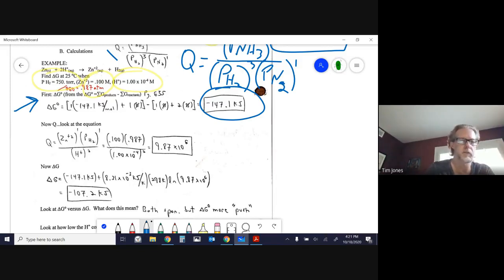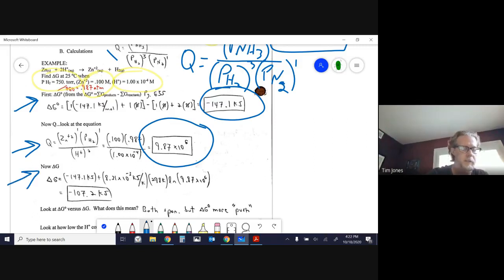So next we want to find Q. I write the expression here. Products over reactants raised to their coefficients. I did not put zinc because you do not put solids or liquids. Plug in the numbers as they were provided in the problem, and you get this here. Then you plug that into the new equation, what I like to call the not equation. Here is the standard value for delta G. Here is R, temperature in Kelvin, natural log of Q.